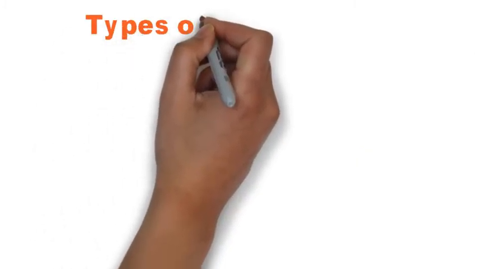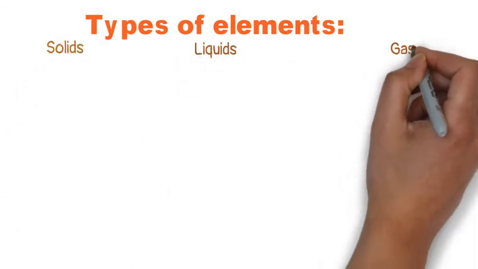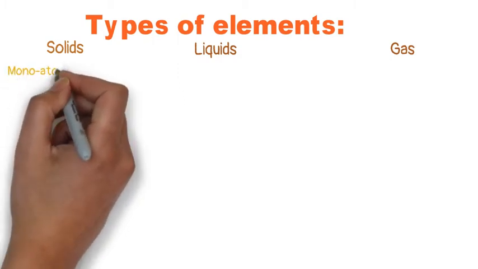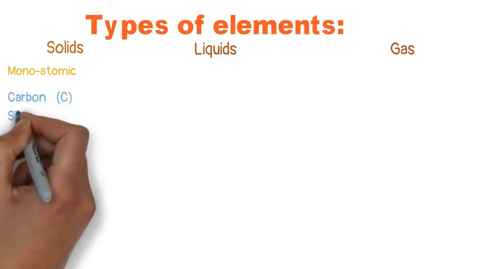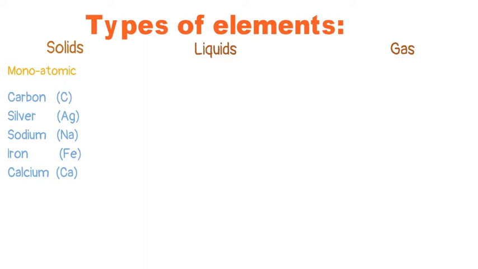The types of elements. We have three states of matter, as we remember: solid state, liquid state, and the gaseous state. The types of element, as we said before, may be monoatomic or diatomic. The solids consist of monoatomic. Again, what's meant by monoatomic? Monoatomic means it consists of one atom. For example, here the carbon, the silver, the sodium, the iron, the calcium. All of these are monoatomic solid substances.